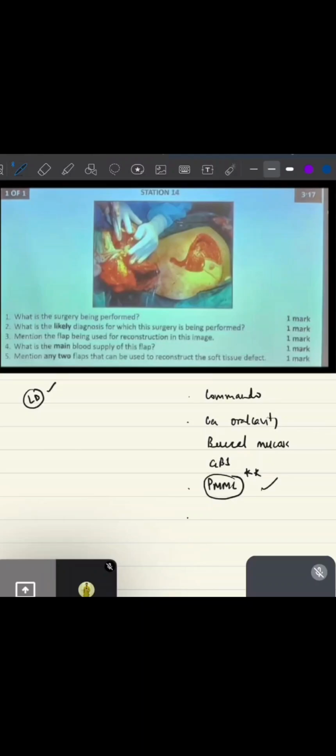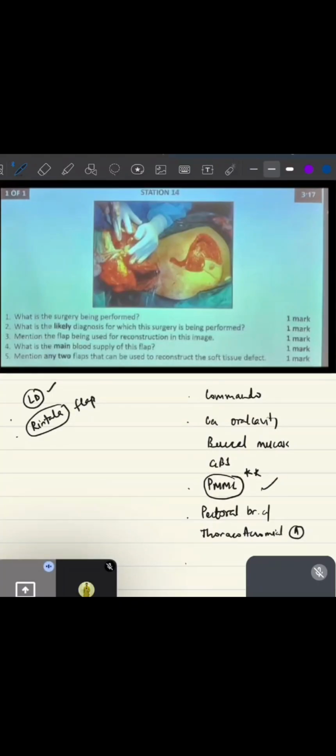Then two more. One will be Rintala flap. Very common OSCE based question. We'll be seeing this multiple number of times. I'm just mentioning it so that we remember it. What is the main blood supply of this flap? It's an easy go. The blood supply of this flap is pectoral branch of, if you want to answer in one go, thoracoacromial artery. Additionally you can place more, but I think that should be okay.